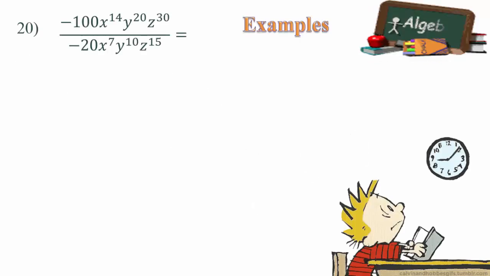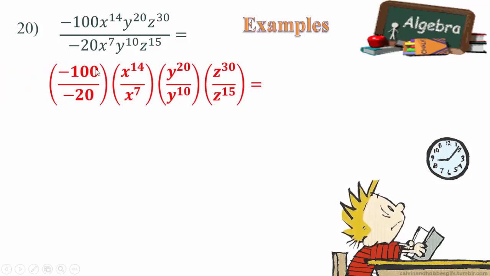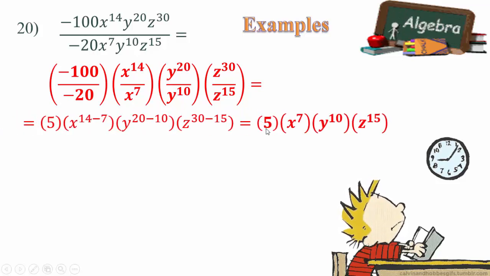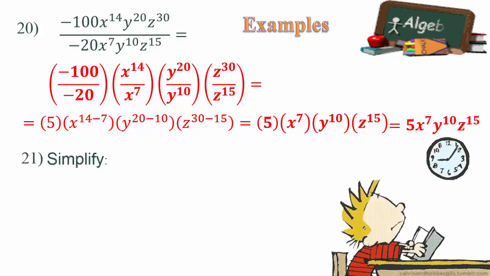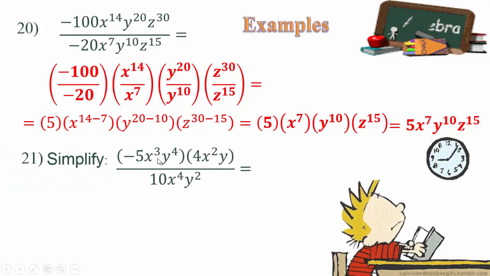Summarizing example number 20, as before, I collected up the coefficients, my x's, my y's, and my z's, and worked each one out separately to get my final answer, 5x to the 7th, y to the 10th, z to the 15th, just like I did on the whiteboard. In example number 21, we're asked to simplify negative 5x cubed, y to the 4th, times 4x squared, y, and all this divided by 10x to the 4th, y squared.